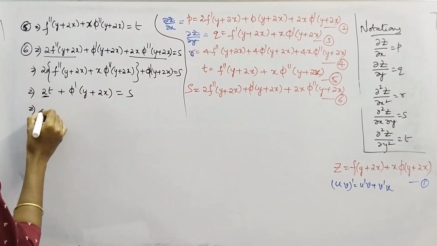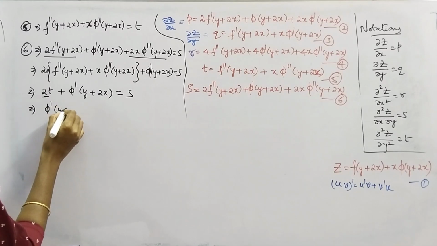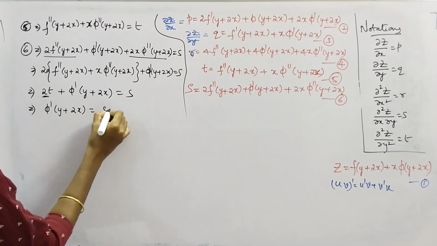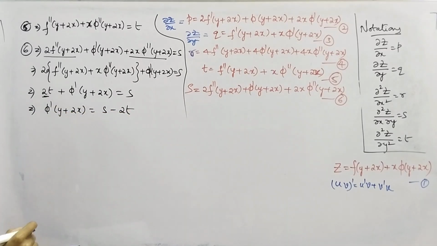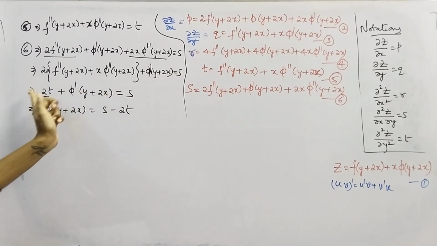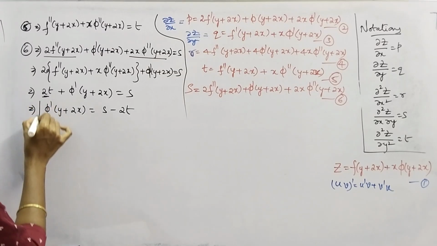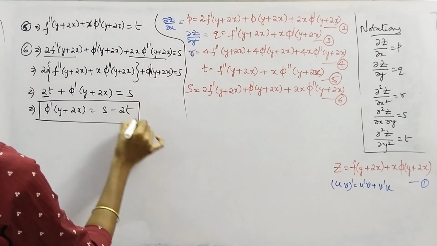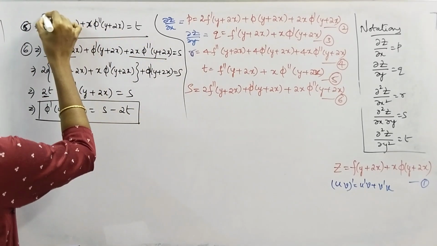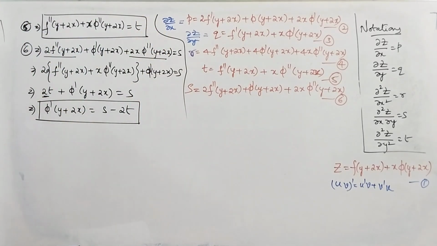Now take this term to the RHS, we'll get φ' of (y + 2x) equal to s minus 2t. Or you can say subtract 2t from both sides of the equation, then you'll get φ' of (y + 2x) equal to s minus 2t. These are the two things you need to find.